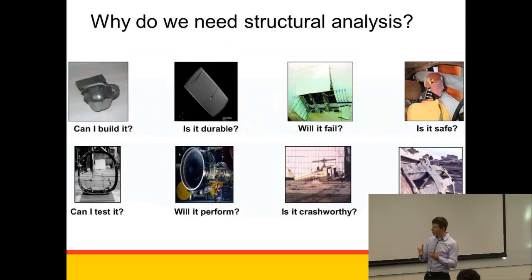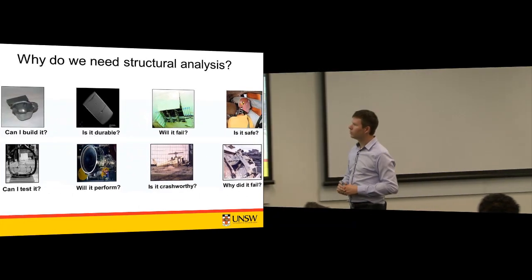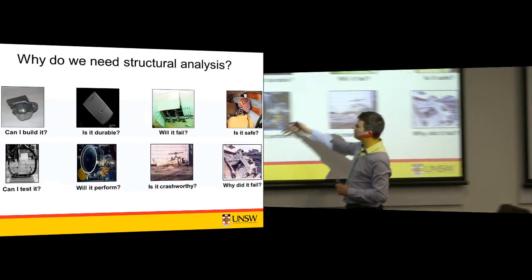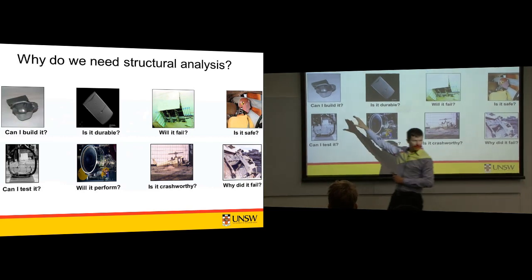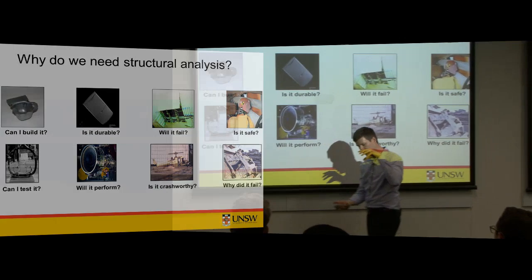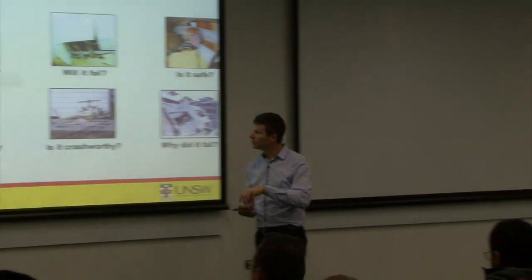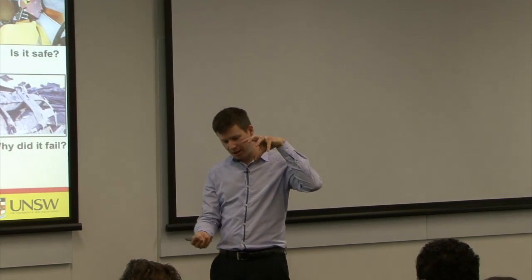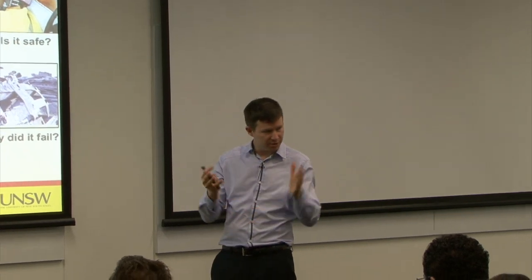So let's talk about structural analysis. Why would we use this? Can I build it? Because I don't know how this looks from the back. That's a stamped, cold-drawn component. So you start off with a flat piece of metal and you stamp it, and then it ends up in some sort of shape.